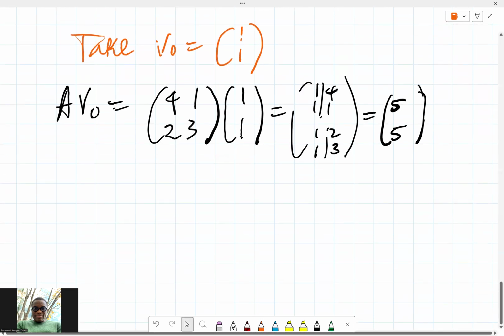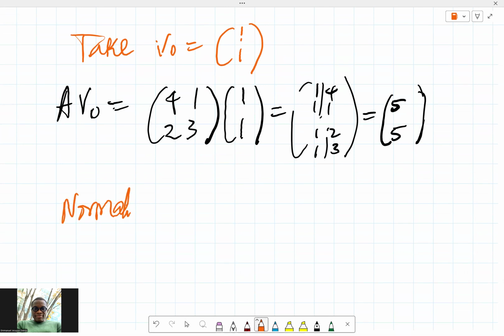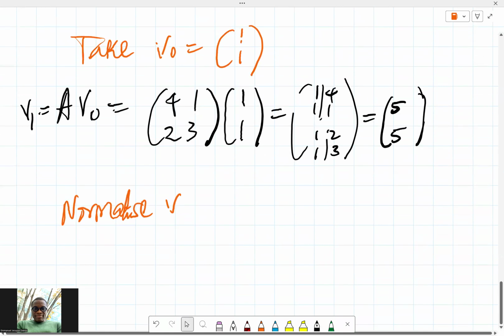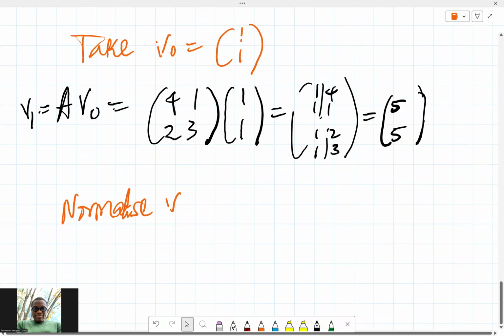So from there now, we go ahead and normalize. Of course, A V naught is now V1. Okay, this is V1. Or I could have just said this is V1, right? Because from the formula, that's what it is. V k plus 1 equals A V k. So normalize V1.